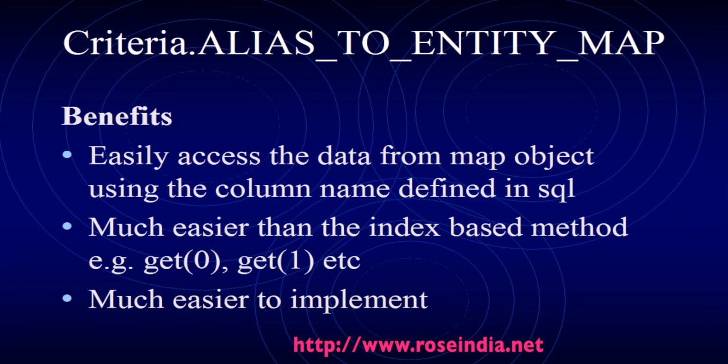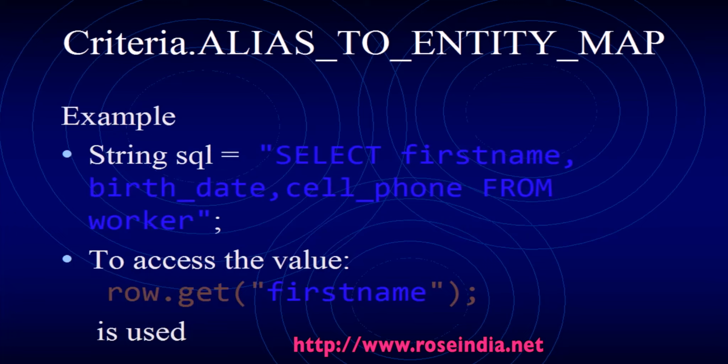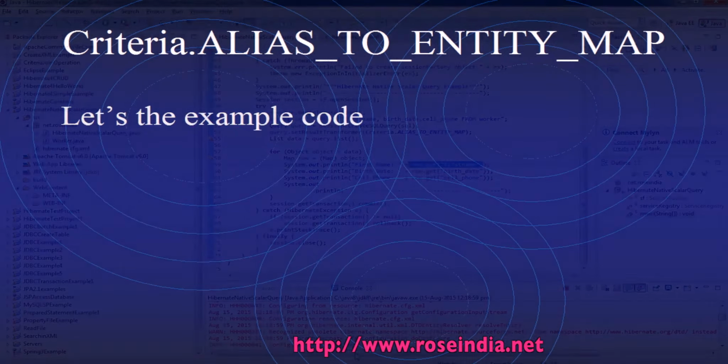And it is much easier to implement. For example, if you have a SQL query like this, select first name, birth date, cell phone from the worker table, you can use the criteria.alias to entity map to convert all the data into a collection of maps. So to get one field, for example first name, we can call the method row.get first name. Row is nothing but a map object. So let's see the example.